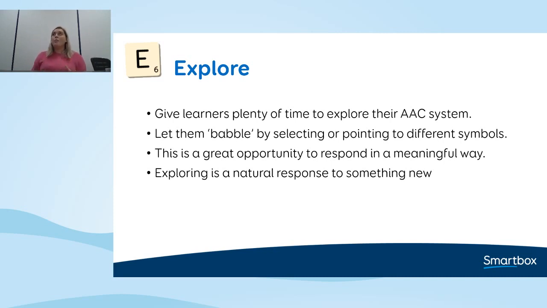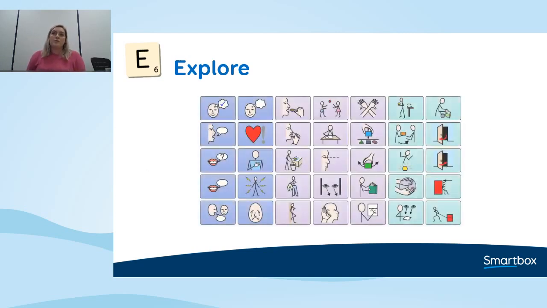And that is a great opportunity, even if something is selected accidentally or just exploring together, to really attribute meaning to something that they've selected. So exploring is very, very natural and we all do it. So this screen is a perfect example. So imagine if you weren't able to read, the first thing you would probably do if you were presented with this screen is to press every single button on there to see what it said.